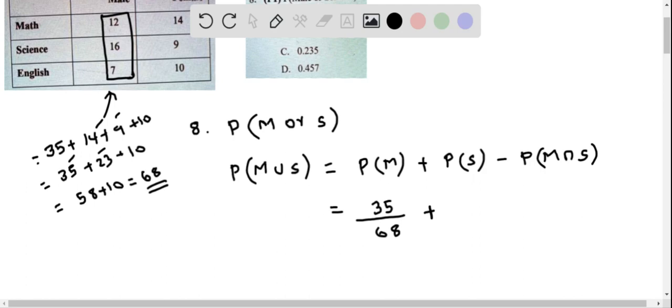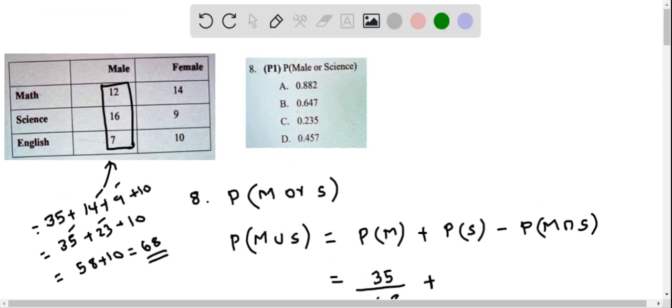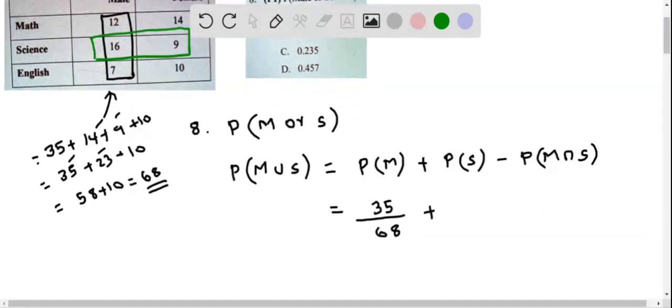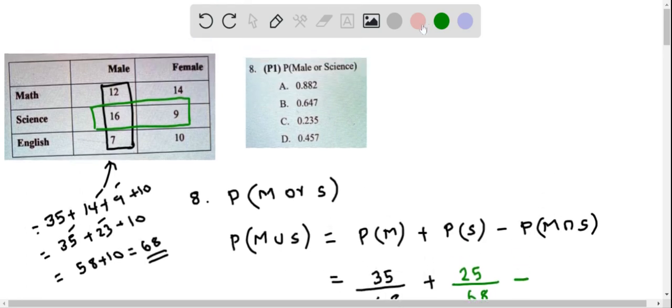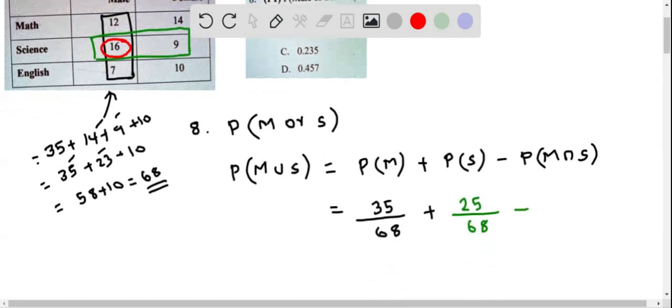Now we determine the probability of science. And for that, we add the numbers corresponding to science, that is, we have to add the numbers in the science row. So we add these two numbers, that is 16 plus 9. 16 plus 9 is 25. So we put 25 divided by the total students, which is 68, minus, now we look out for if there are both male and science students. Yes, clearly this 16 is the number of male students who also took science. So therefore we write here 16 divided by the total students, which is 68.